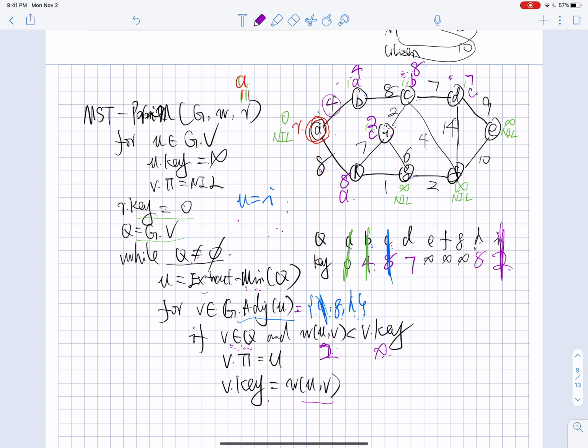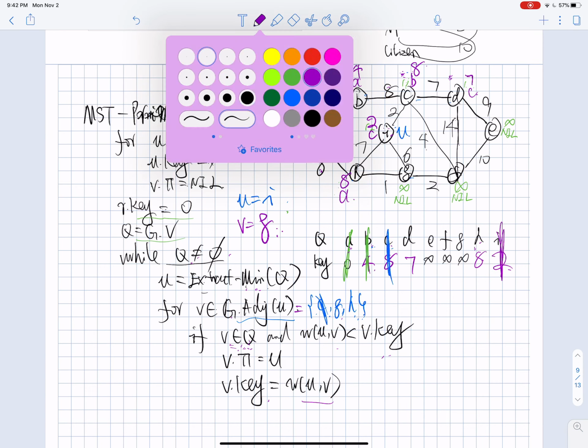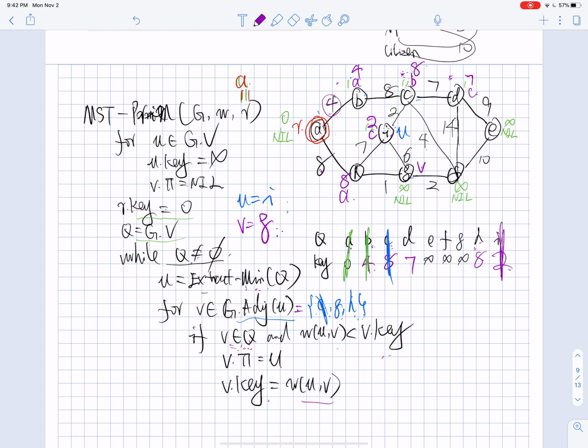So let's start with V equal to G. With V equal to G, we are going to check what is WUV. So let me write U is here and then V is here, okay? So this is U and this is V. So WUV is 6, whereas V dot key is infinity. So again, this is true. So we're going to set its key as the weight, which is 6. And then we're going to set its parent as U, which is I, okay? And so here, we just reduce the key of G to 6.